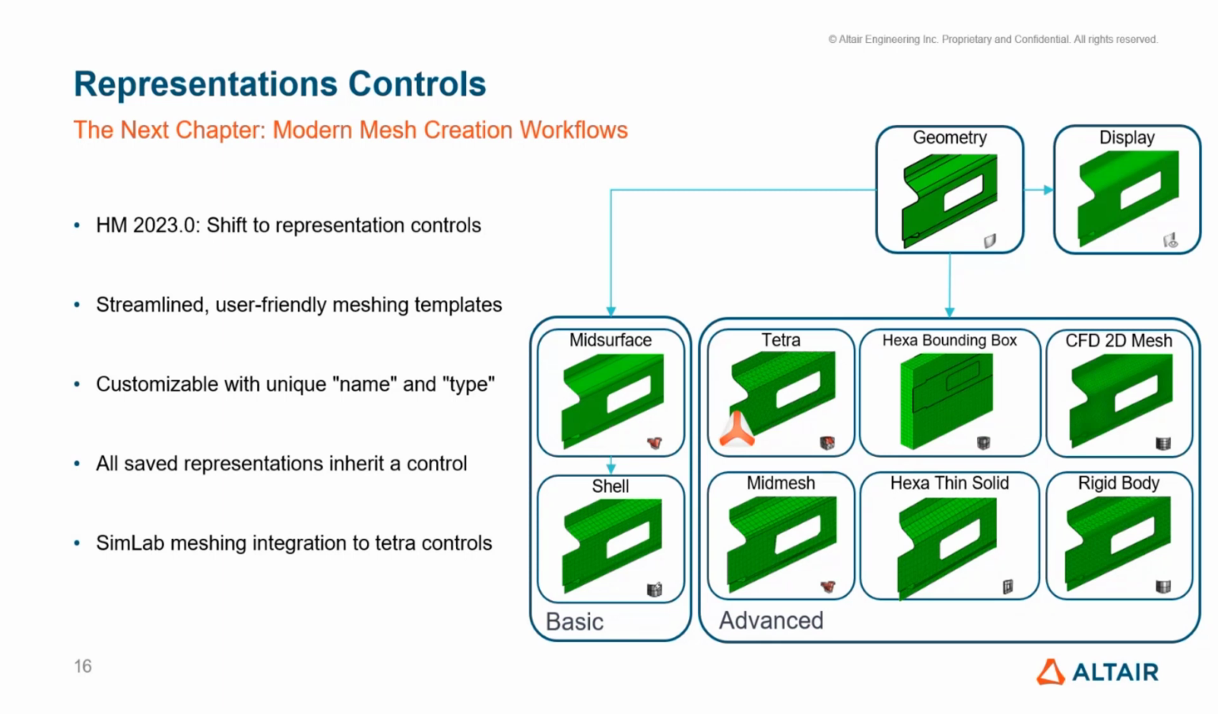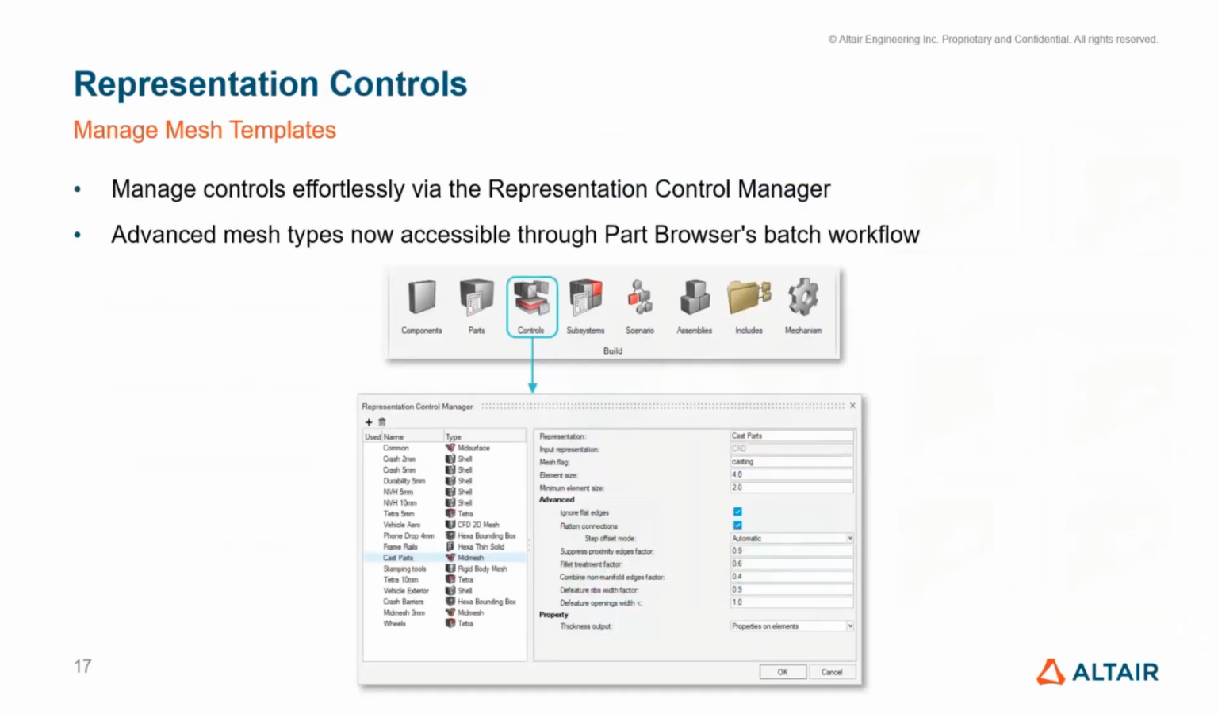This is the reason why when saving a representation in 2023 with a custom name, a control of cell type is automatically going to be created, which the user can later modify, and this is also going to be automatically assigned to the representation.